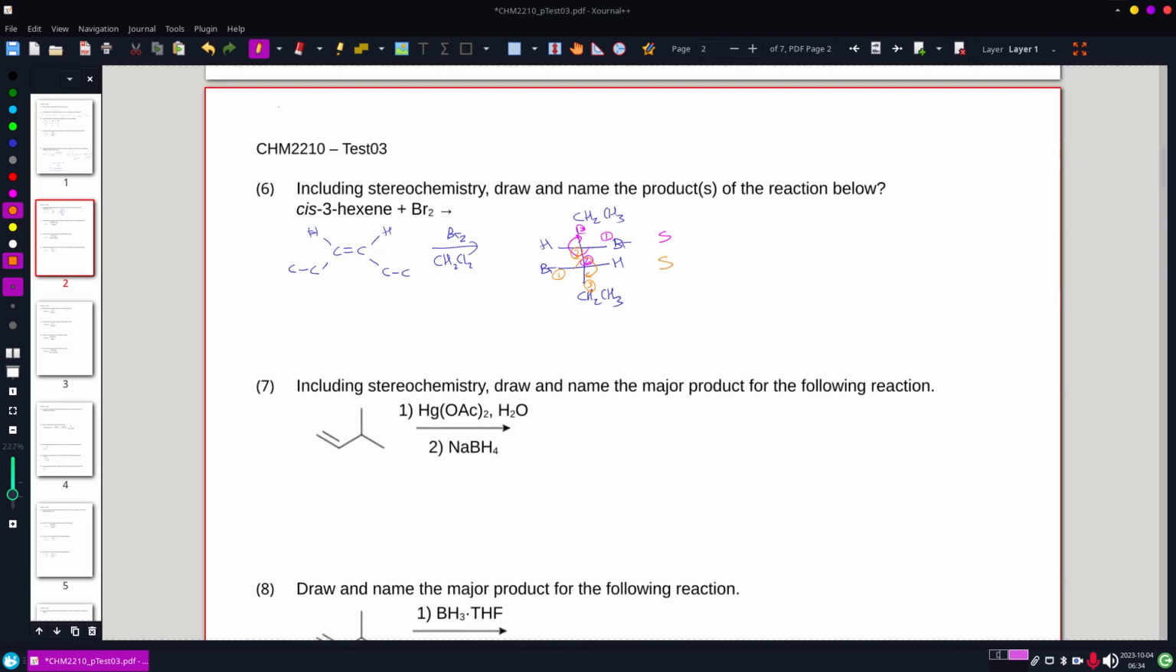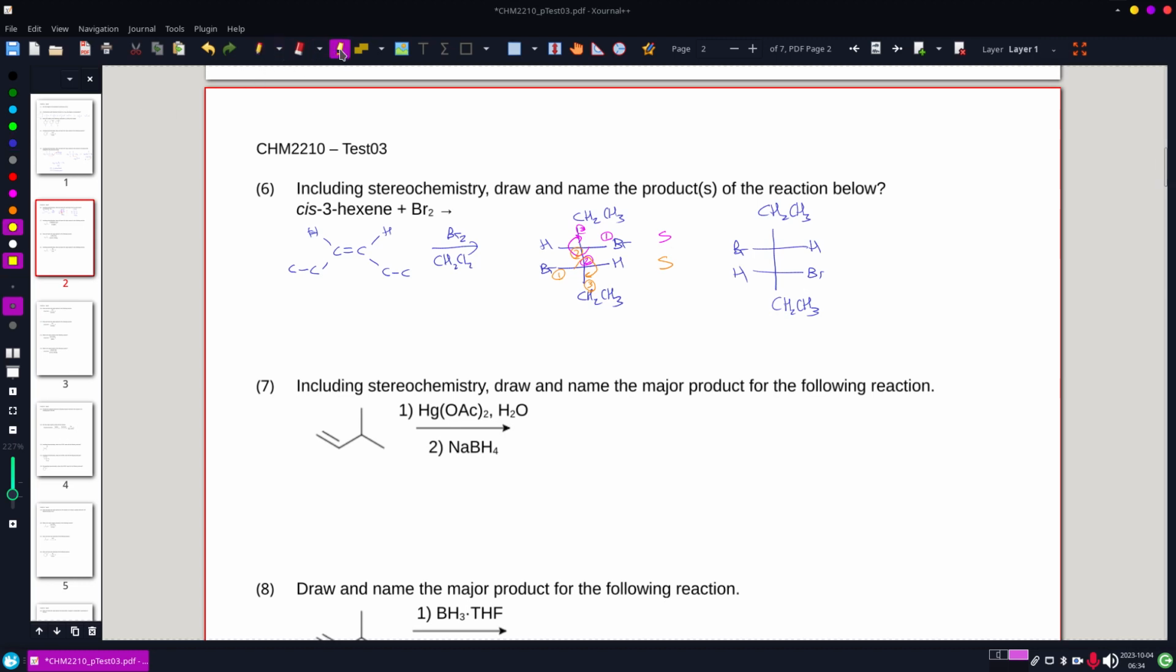Alright, now technically that first bromine could have attacked from either side, so we also have the enantiomer possible, and I'm just going to draw that by having the bromines and hydrogens on the opposite sides. But both of those are going to be made. Now, since this one on the left is SS, this one over here is RR, and that is our two products.